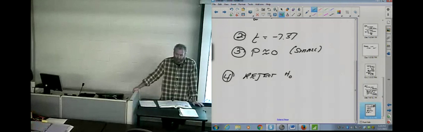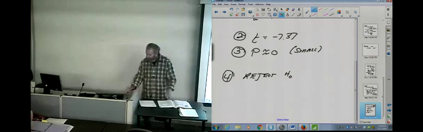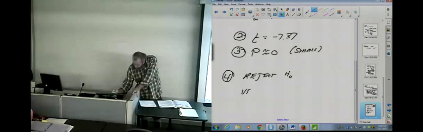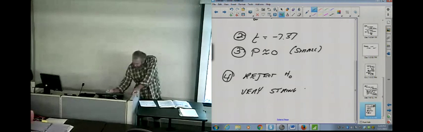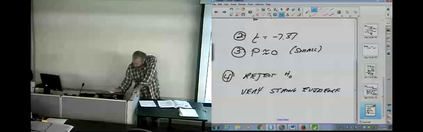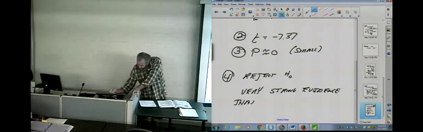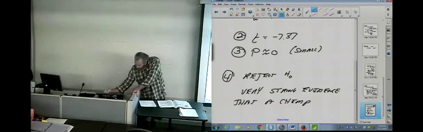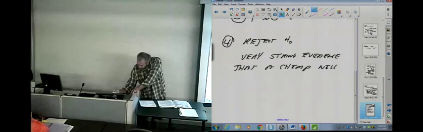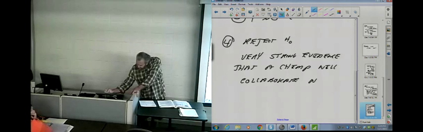What do we got strong evidence of here? We got very strong evidence this time. Very strong evidence that a chimp will collaborate when needed.